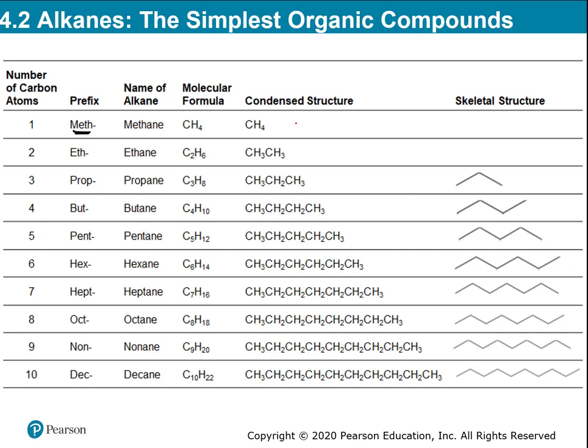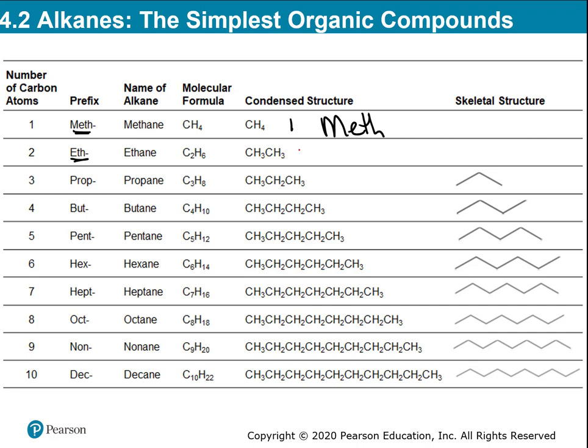Now, if you have two carbons that are connected, no other carbons in the molecule, just those two, then that has the beginning of eth. If it's all single bonds, it ends in A-N-E. So we have methane, then there's ethane.